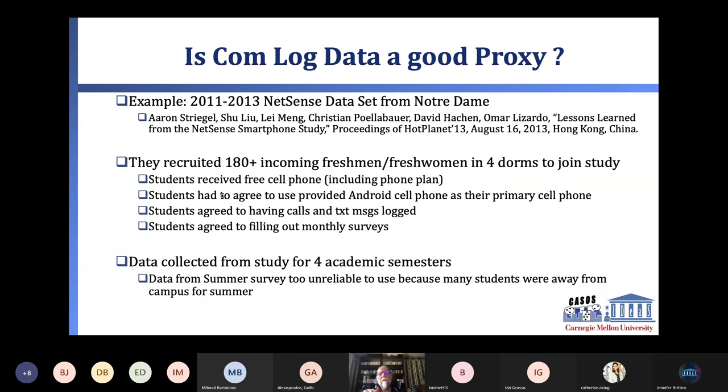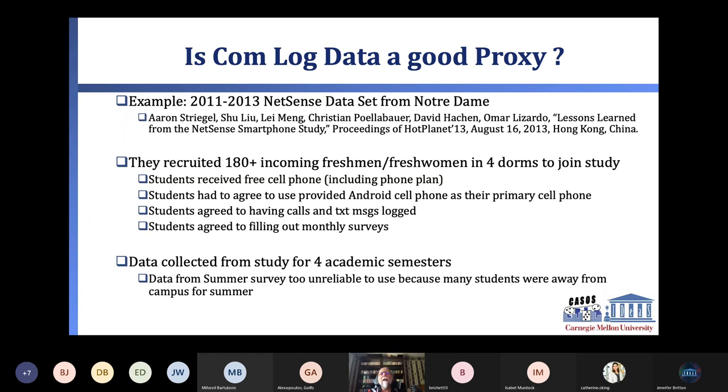One question we should ask is just, is it reasonable to actually look at communication data from a cell phone provider as a proxy for a tie? Well, we actually had a study done where we had a class at Notre Dame who were given cell phones for free. They didn't have to pay for the service plan, but the way they paid was by having their data monitored. So the entire or a good fraction of the class in four dorms agreed to join the study, and they were tracked through four semesters.